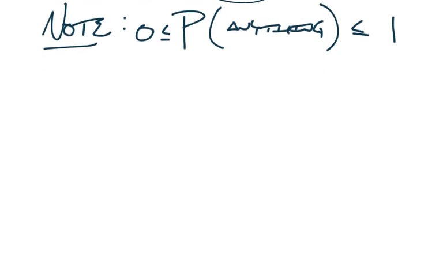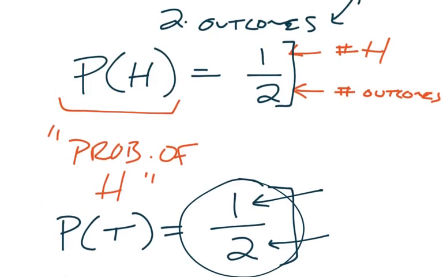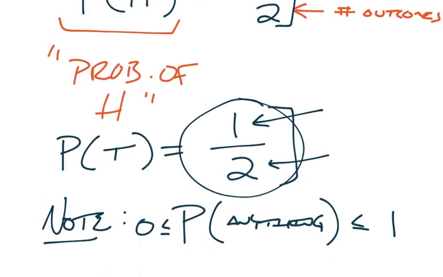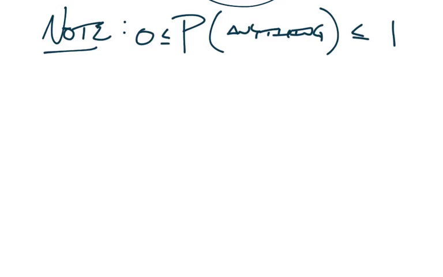Okay, so let's see here. These probabilities satisfy these 2 requirements, right? They're both between 0 and 1, so that's fine. And here's the other thing I want you to notice.